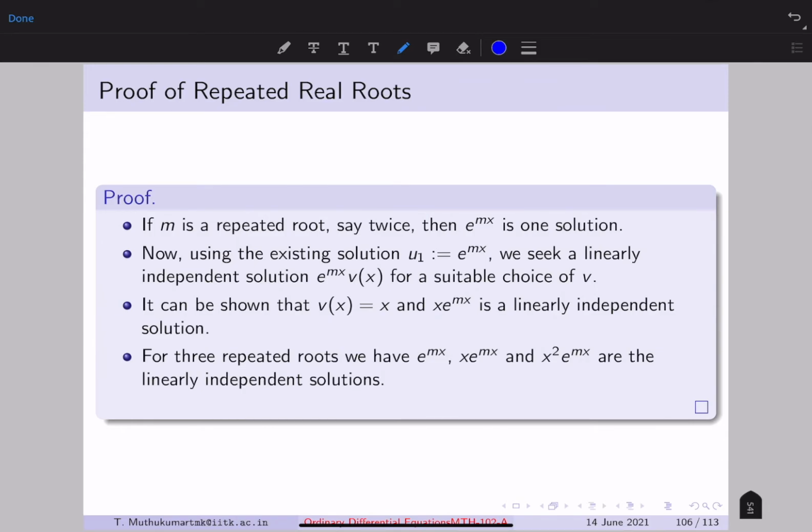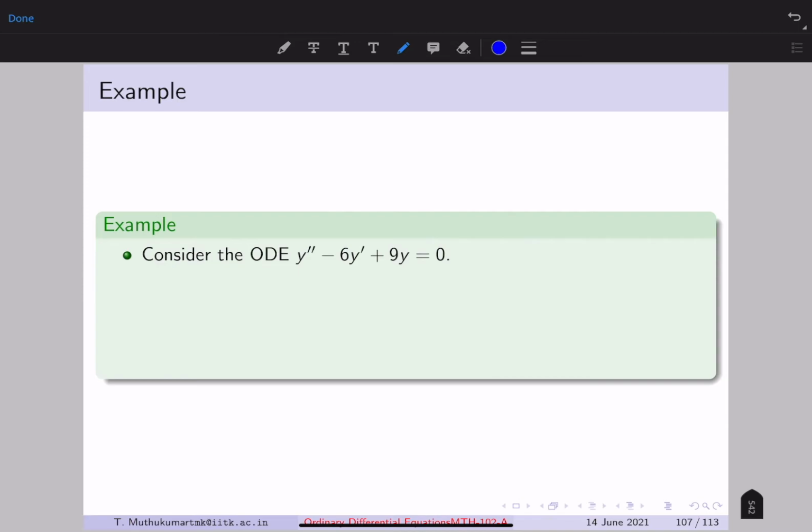Let's say if you have 3 repeated roots, you go for 1 multiplied by e power mx, x e power mx, x square e power mx, and so on. As I said, you go up to L minus 1 in case of L. Then the general solution would be the linear combination of all the linearly independent solutions.